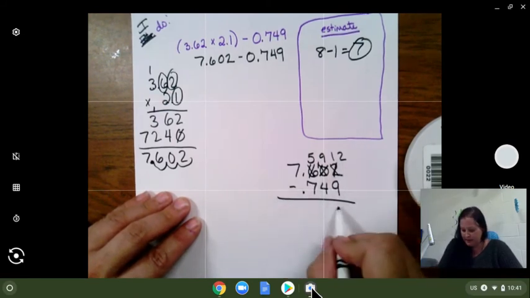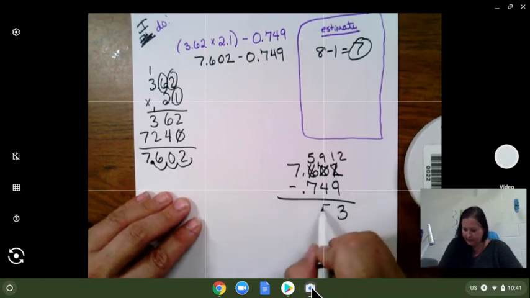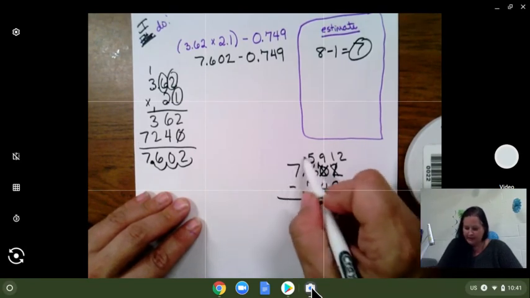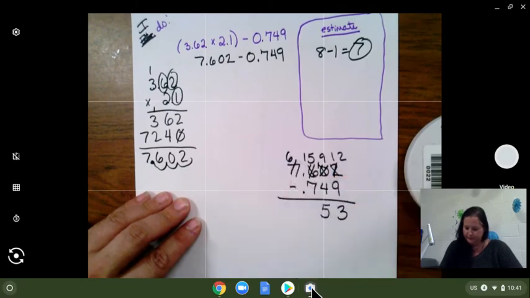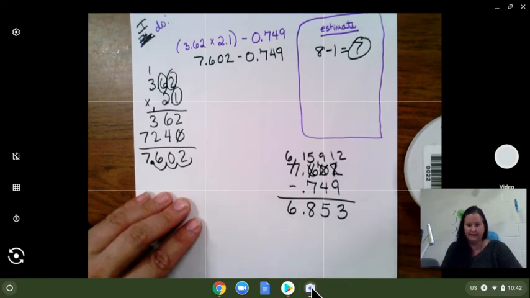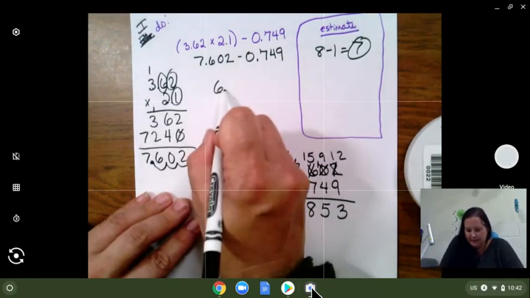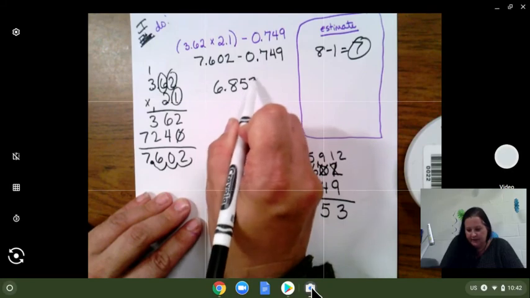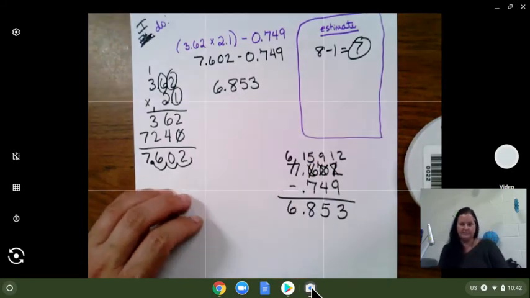All right, 12 minus 9 is 3. 9 minus 4 is 5. Then here I need to regroup. 15 minus 7 is 8. And then we bring down our 6. So our answer to this problem is 6 and 853 thousandths.